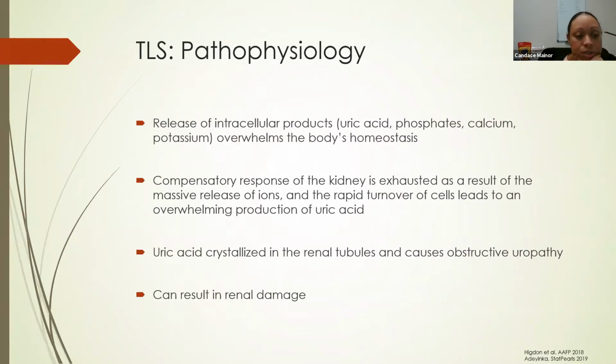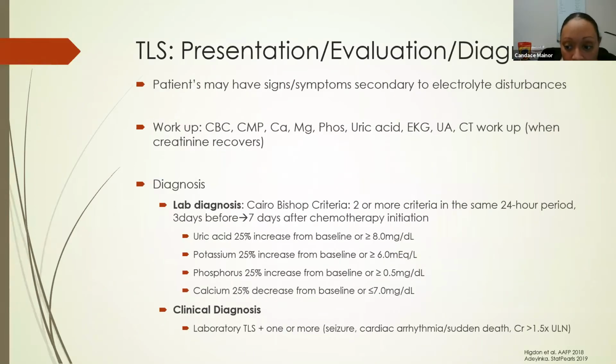So tumor lysis syndrome results from the release of intracellular products such as uric acid, phosphates, calcium, potassium that overwhelms the body's homeostasis. And compensatory responses of the kidney are exhausted as a result of the massive release of ions and the rapid turnover of cells, which leads to an overwhelming production of uric acid. This uric acid can crystallize in the renal tubules and cause obstructive neuropathy and can result in renal damage. So, our best defense is to prevent this as possible.